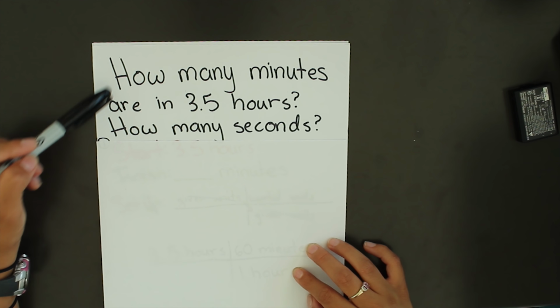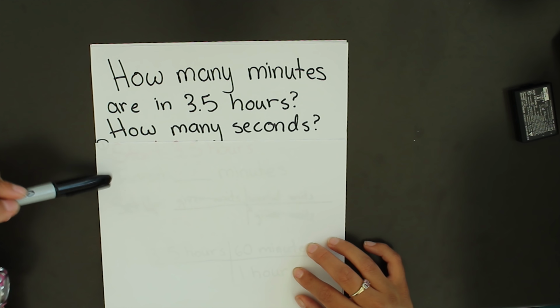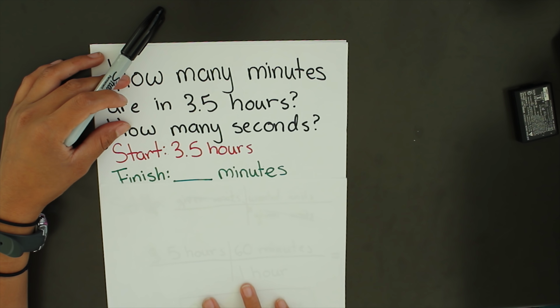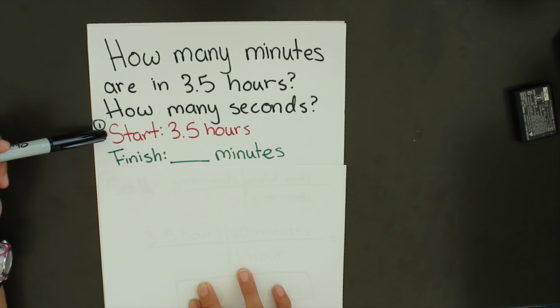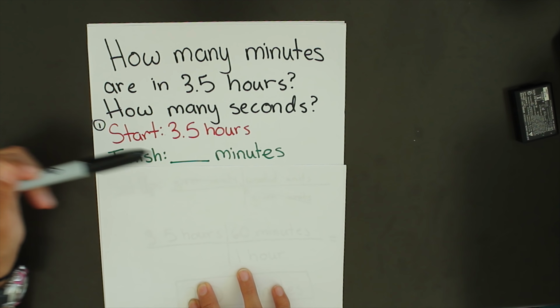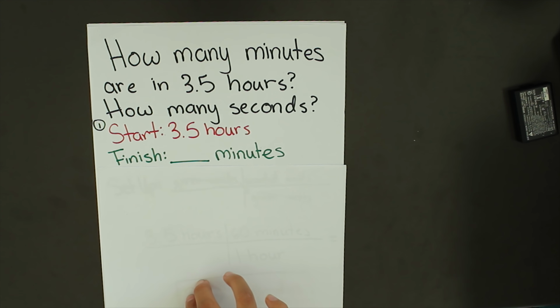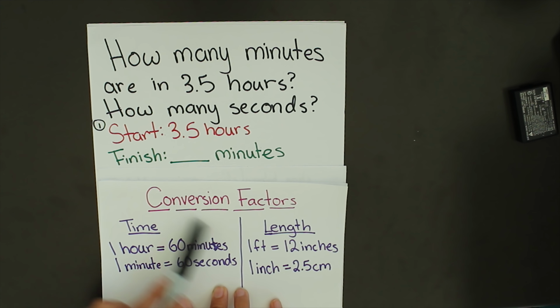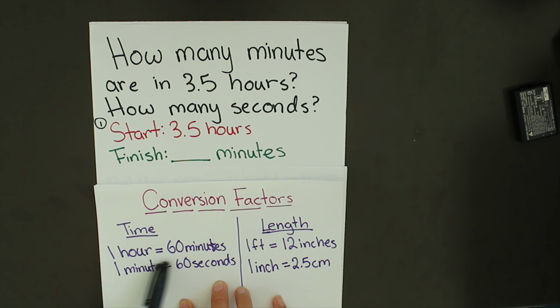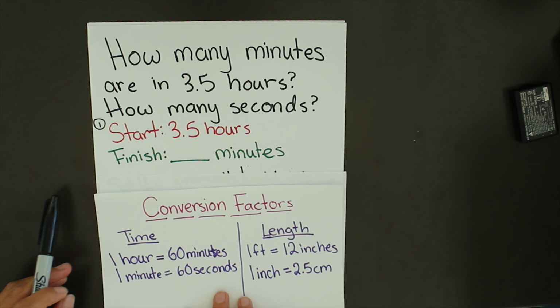So let's get started. How many minutes are in 3.5 hours? How many seconds? Let's answer the first question. We're starting with 3.5 hours and finishing with minutes. We might need these conversion factors. Let's look at the time. 1 hour has 60 minutes and 1 minute has 60 seconds.